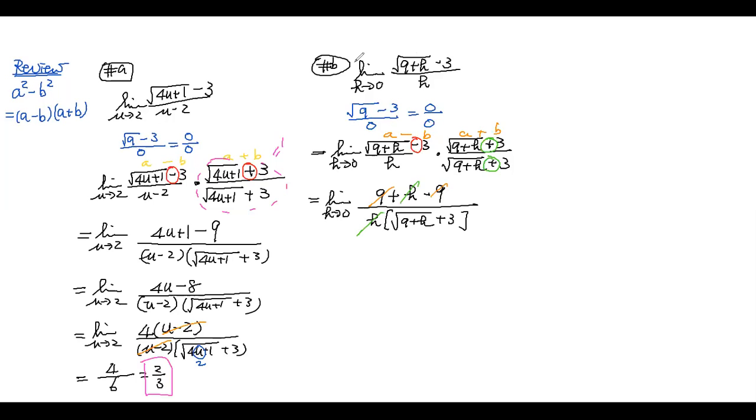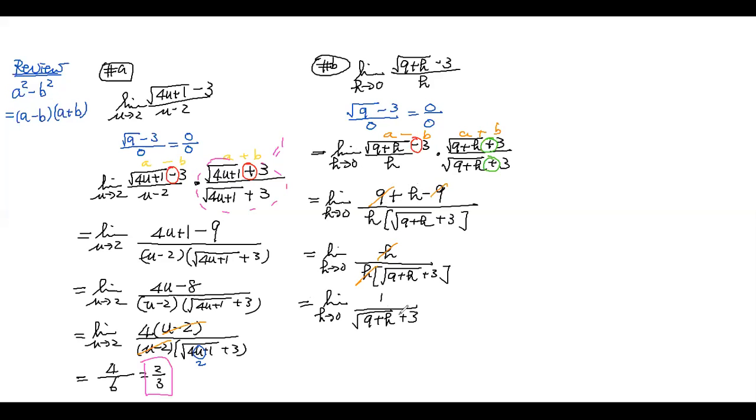Oh, I better not do two steps in one, just in case some people get confused later. Okay, so let's just cancel one step at a time, so you will not get confused about why I can cancel that way. So this is the square root of 9 plus h, plus 3. Now I see the h and h cancel, and then I will have the limit as h approaches 0 of 1 over the square root of 9 plus h, plus 3. Now you plug in h equal to 0, right? So what you have here is 1/6.